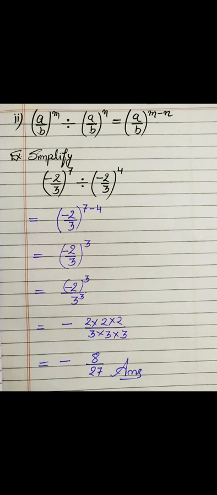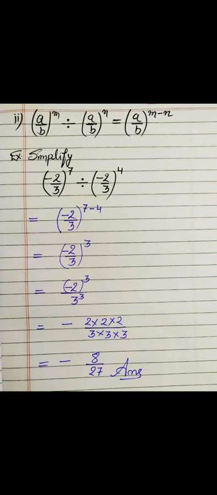It is (-2/3) to the power 7 divided by (-2/3) to the whole power 4. Now as you are seeing, these have the same base, so the powers will subtract. After subtracting the powers, we will get (-2/3) to the whole power 3. As the power 3 is an odd number, we will get a negative answer. So we first write minus, and as the power is 3, we can write this number 3 times. Then after multiplication, we will get -8/27.